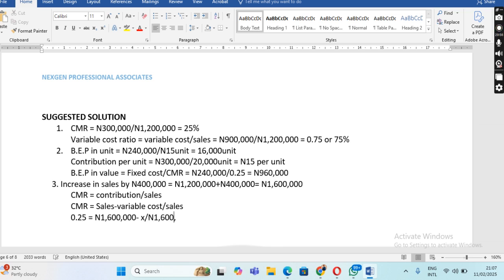1.6. Is that not so? Don't forget that it is 1.6 minus x divided by 1.6. Class, the next thing you need to do is cross multiply. Class, don't forget that this is 1.6 minus x. You use x as the subject of the formula.